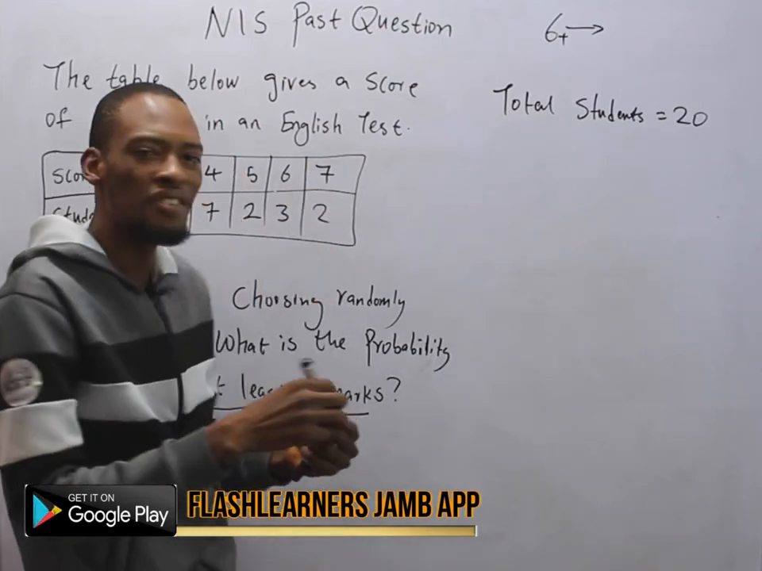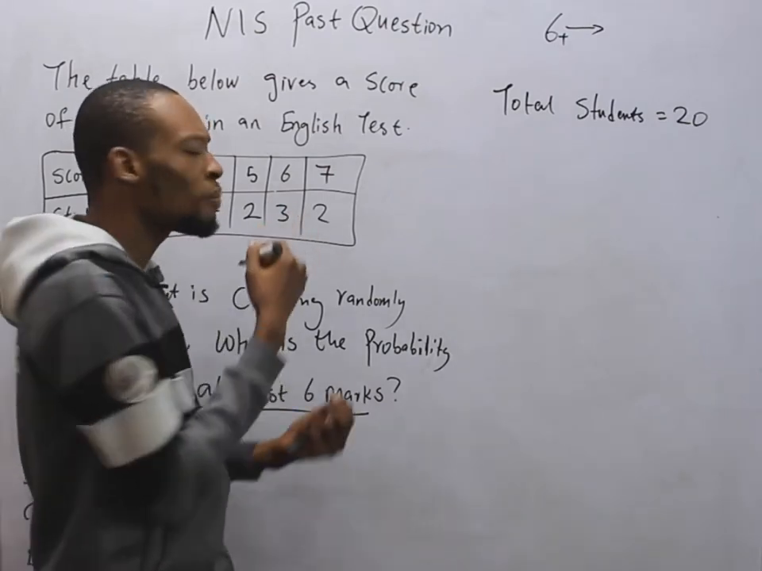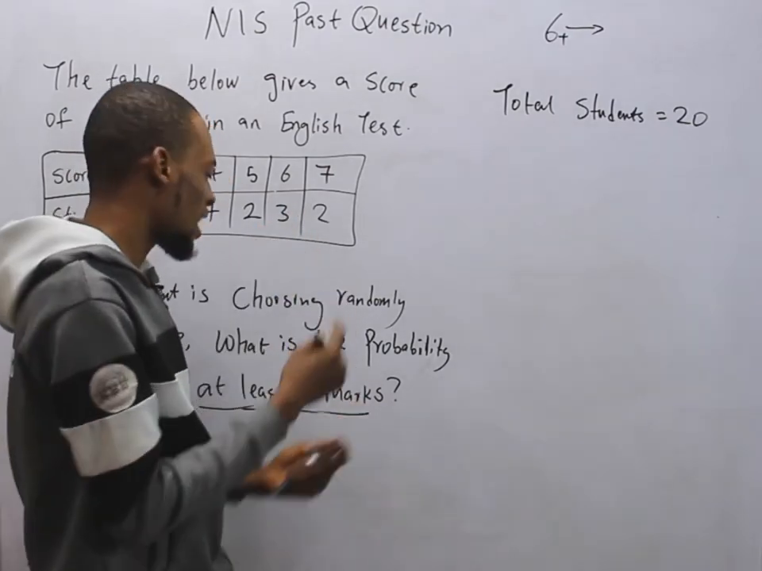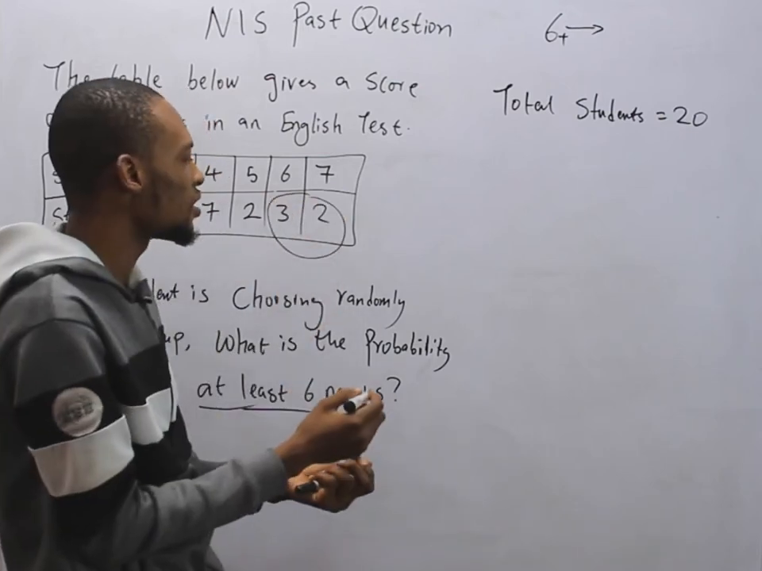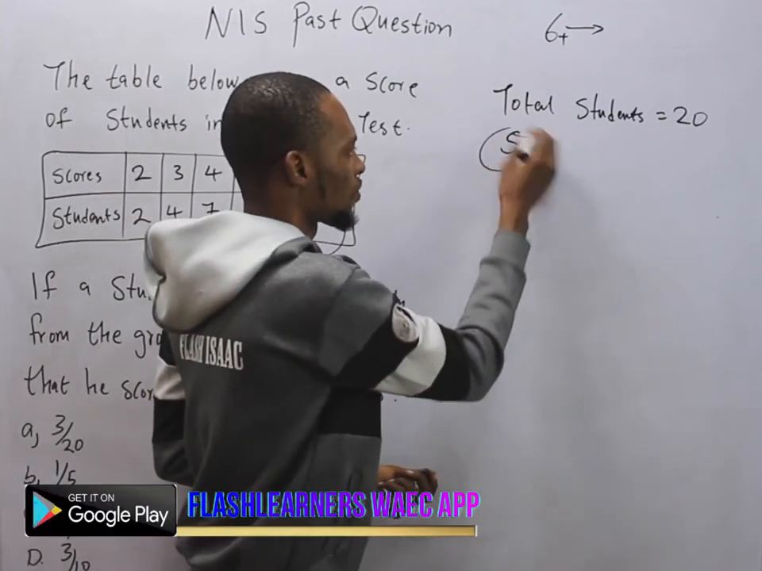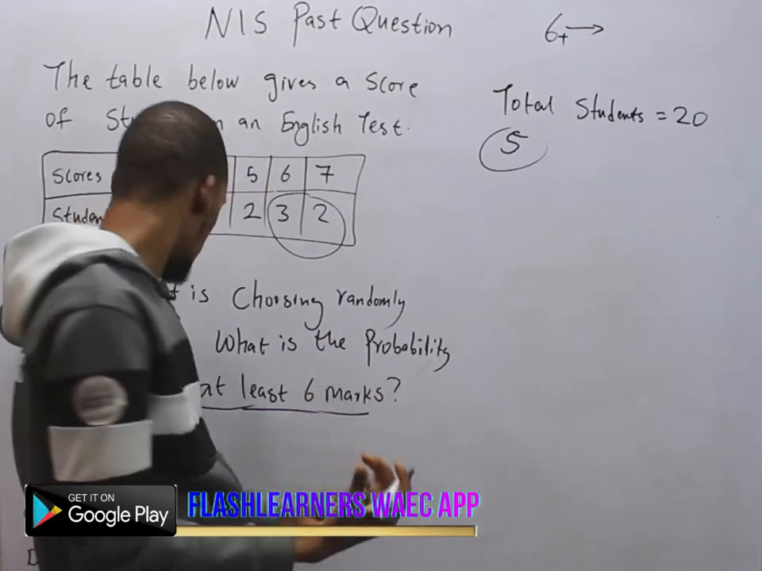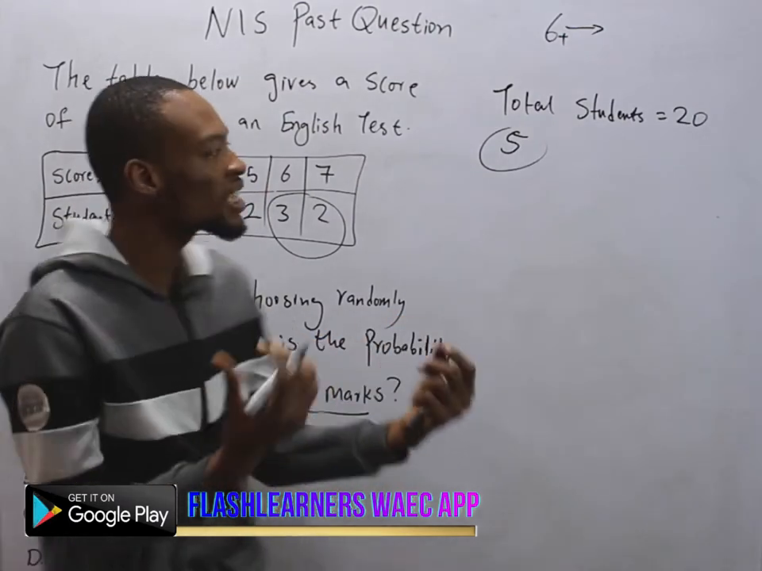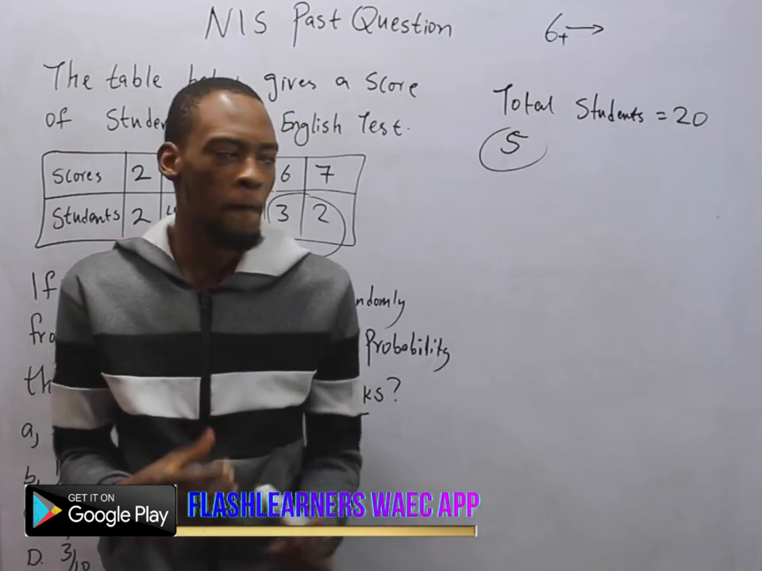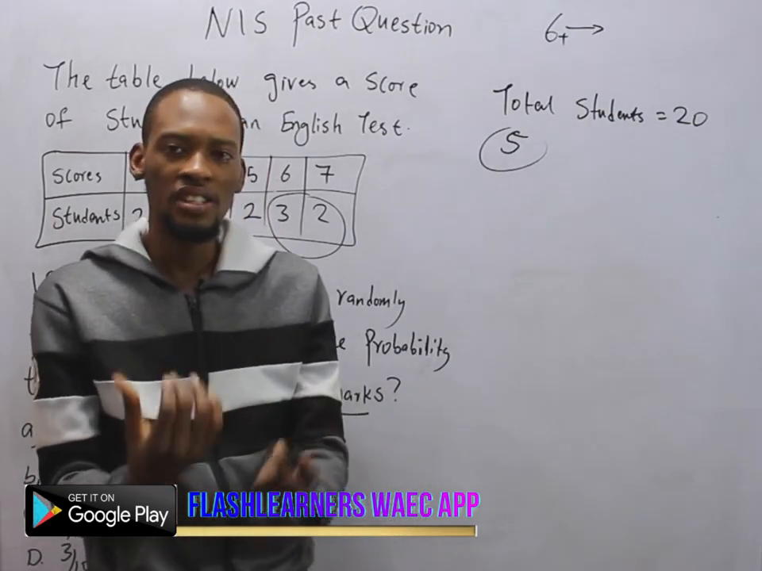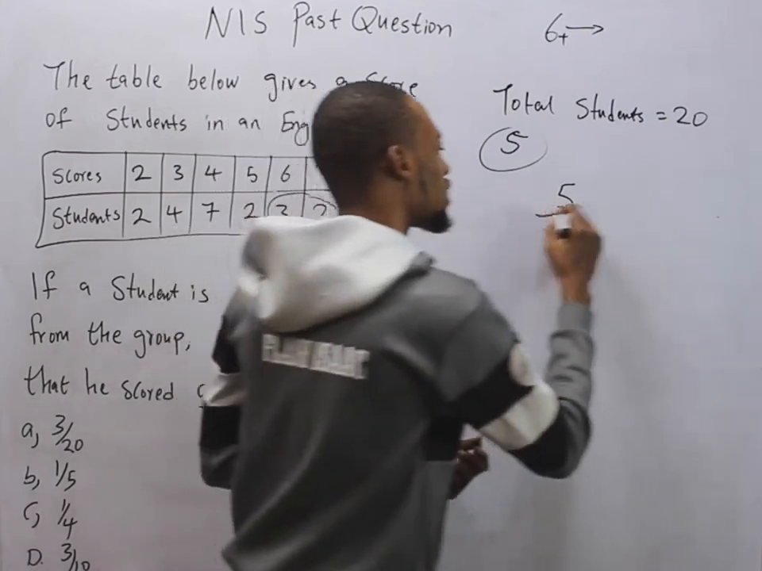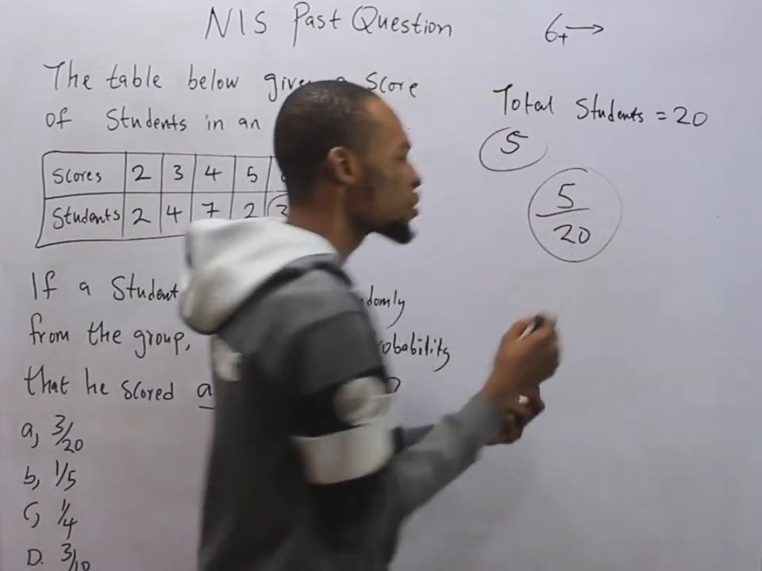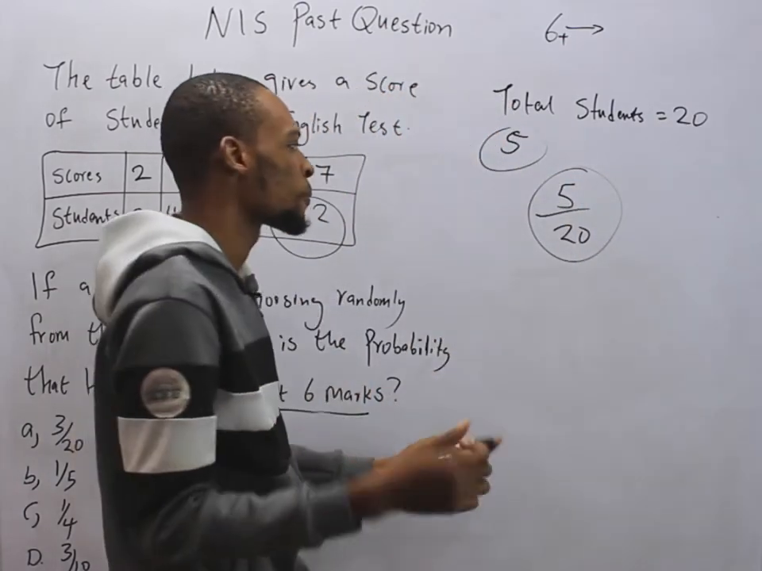Two students scored 7 marks. So the number of students who scored at least 6 marks is simply 3+2. That is 5. The probability or chance that a student picked at random will score at least 6 marks is simply 5 over 20, the total number of students or the total outcome.